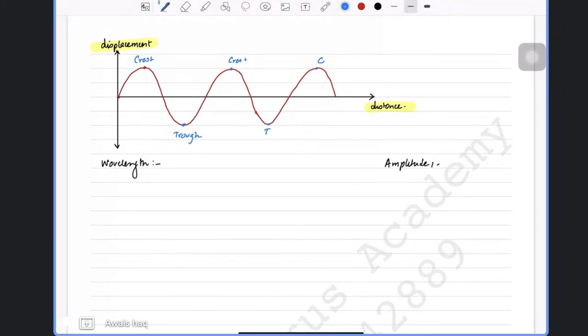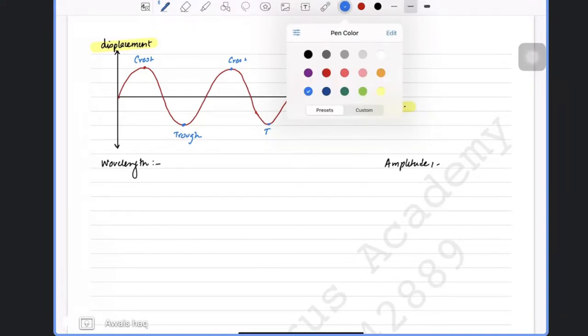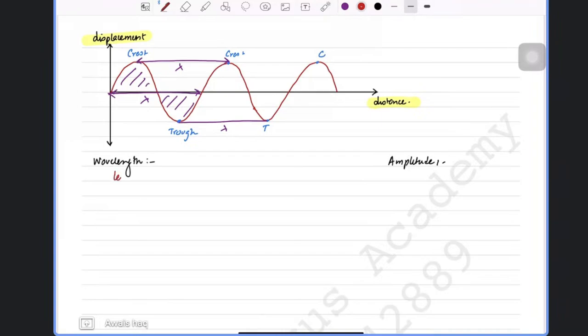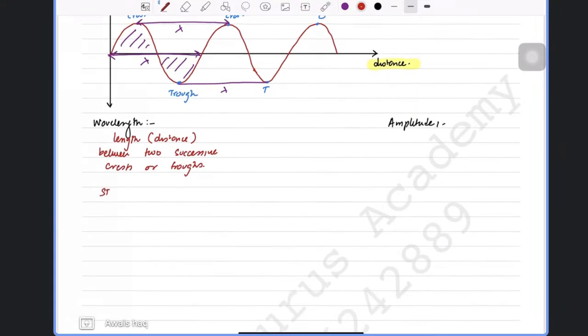If you want to find wavelength, crest to crest distance is wavelength. Trough to trough distance is also wavelength. Or you can take one complete top and bottom part, and that would also be the wavelength. So we can define wavelength: it is the length or distance between two successive crests or troughs. The SI unit, because this is a length, is meters, and it is also a scalar quantity. You just need to remember that.